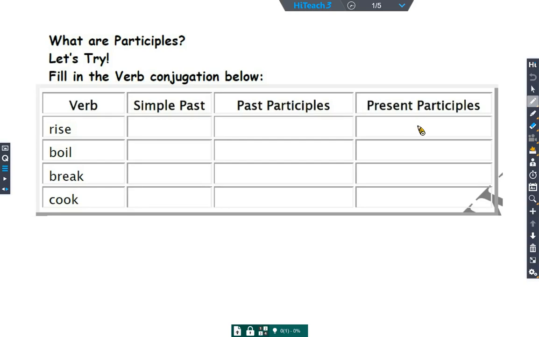Hi, today we are going to talk about participles. Before we really get into the topic, let's have a look. What are participles? I hope you know what this table is.